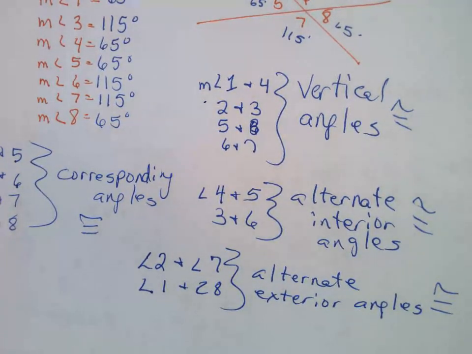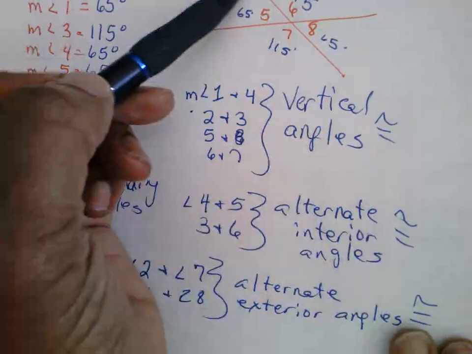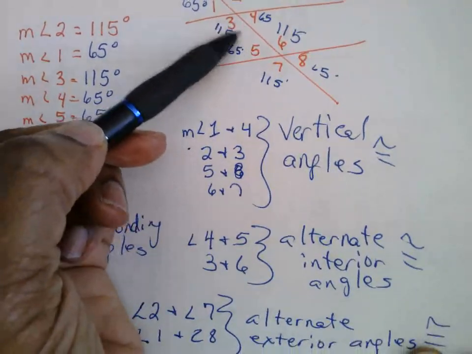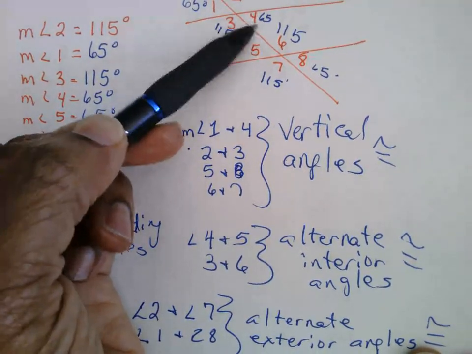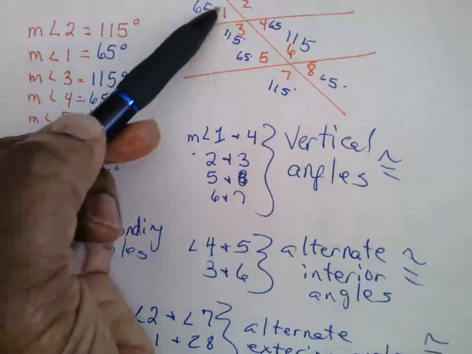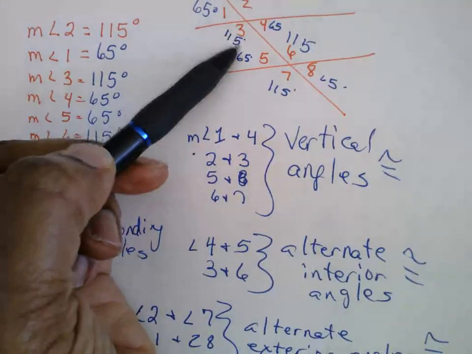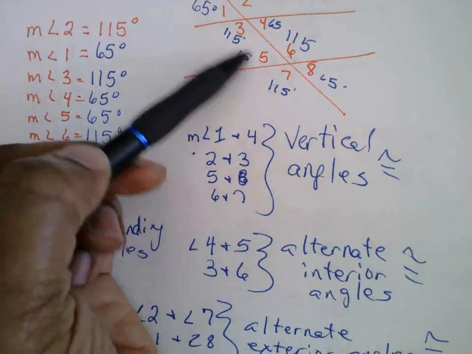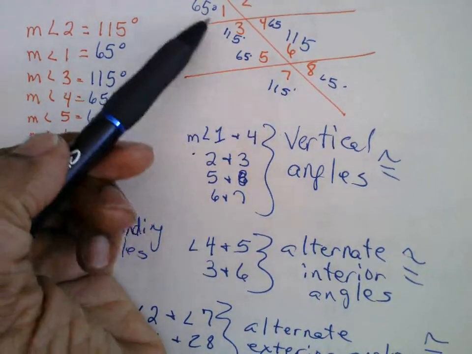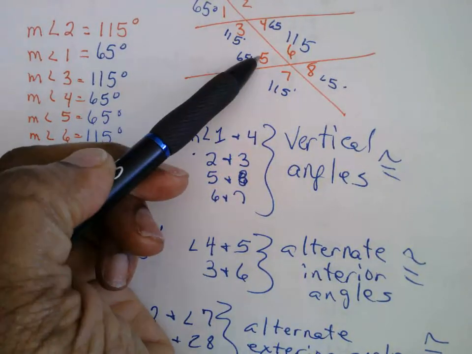If they're on the same side or next to each other, they are supplementary angles, like 7 and 8. Even 3 and 5 are supplementary angles. 4 and 6 are supplementary angles. If they're next to each other or inside, even same side, what is that? Same side exterior, same side interior.